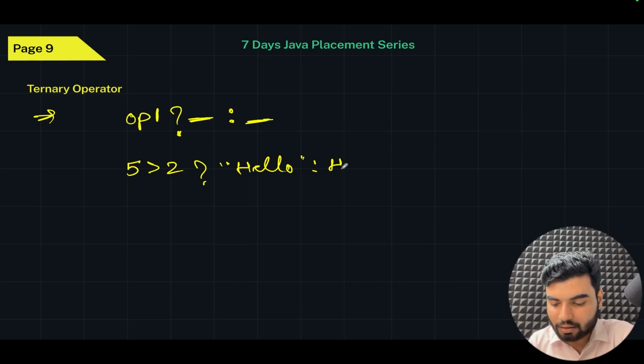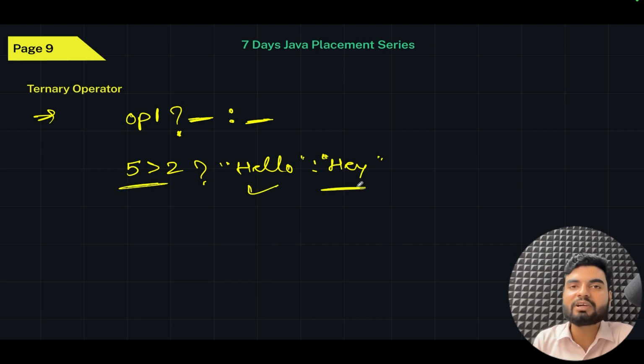Otherwise, I want to say hi. So eventually what will happen, say 5 is greater than 2, or here I write 2 is greater than 5, something like this. If this is true, then this will execute, otherwise this will execute. That's called the ternary operator.